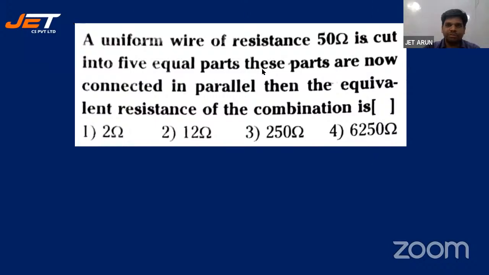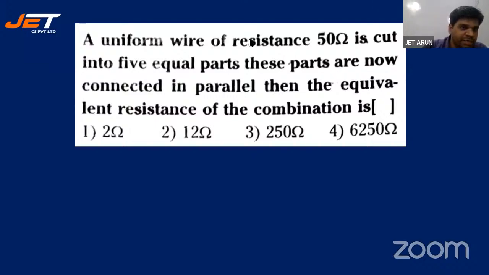A uniform wire of resistance 50 ohms is cut into 5 equal parts. These parts are now connected in parallel. Then the equivalent resistance of the combination is... First, the uniform wire of 50 ohms is cut into 5 parts. Each part is connected in parallel. So how many ohms is each part? Just try to answer the question which I'm asking. I don't know the answer, students. I just want how many ohms is each part. It's 5 equal parts, right?